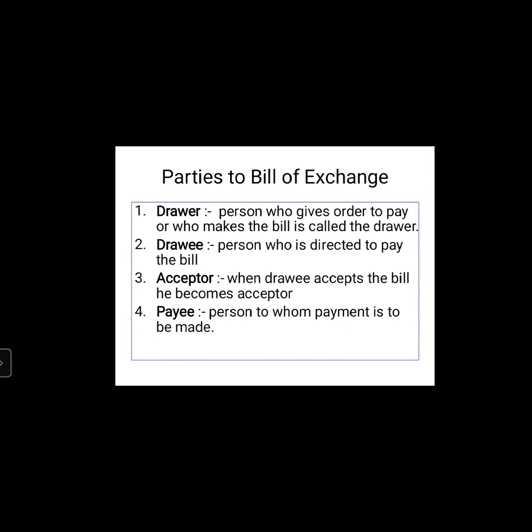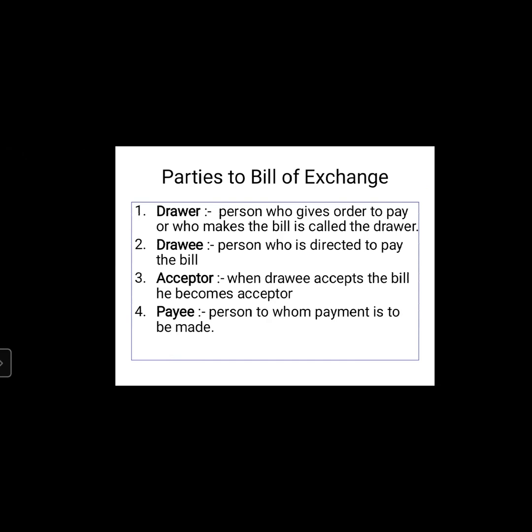So one person is preparing it and he is ordering someone else to pay the amount. And that person is called the drawee. Next, the third party is called the acceptor. When the drawee accepts the bill, he becomes the acceptor. And the payee is the person to whom payment is to be made. The person to whom payment is to be made will be called the payee. So these are the 4 parties under the bill of exchange.